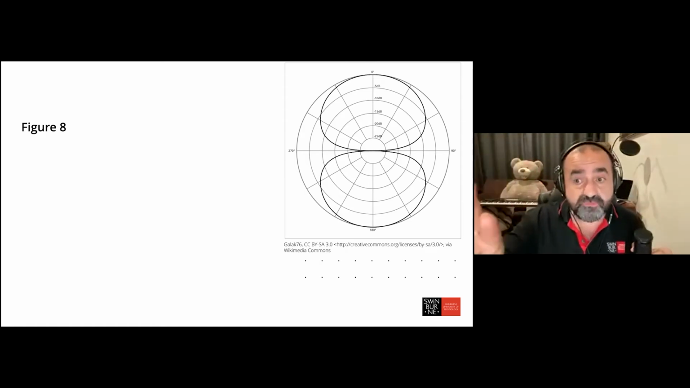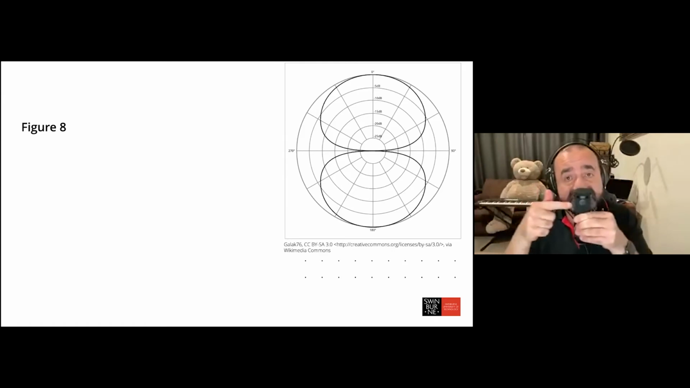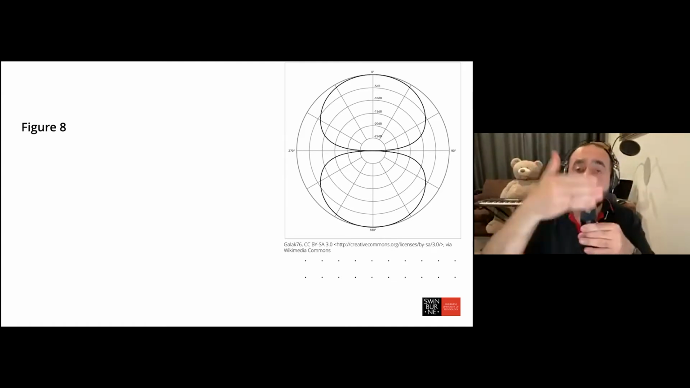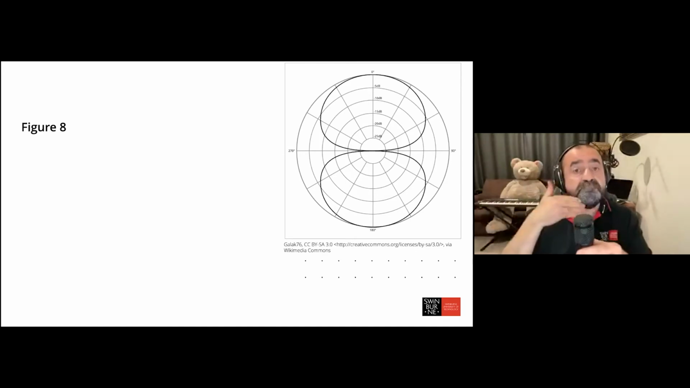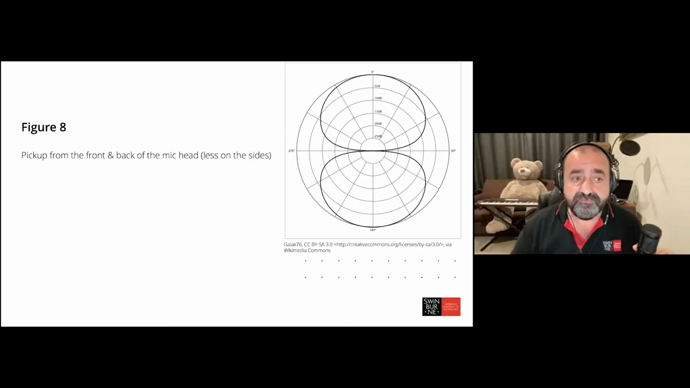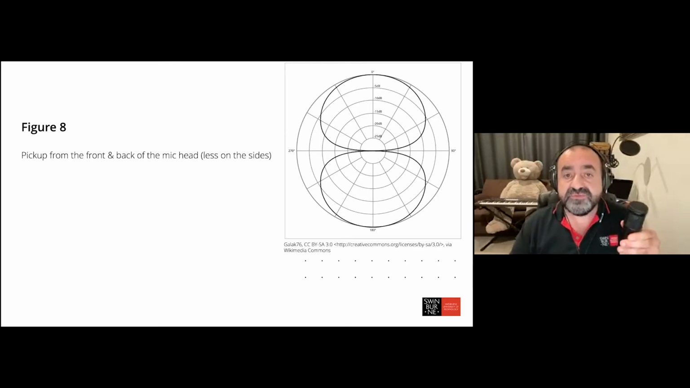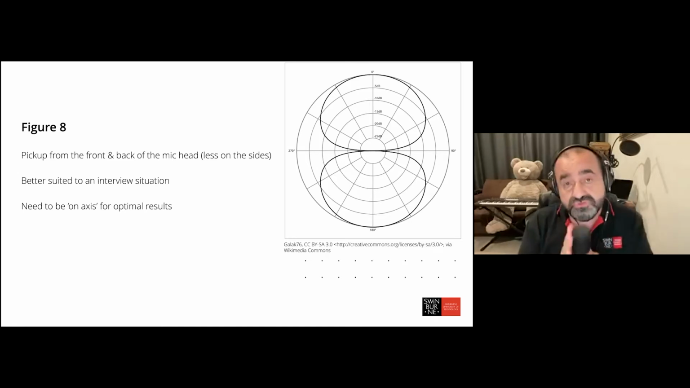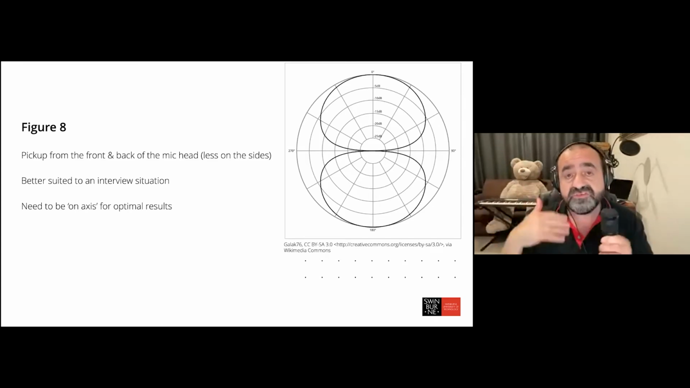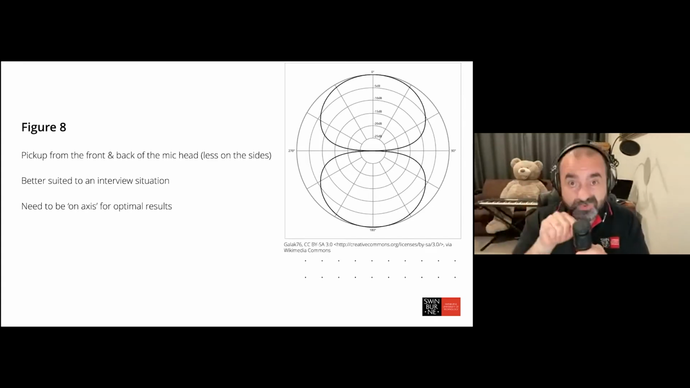And that's what a figure 8 looks like. So it's minimizing the sound from the sides and making sure that the sound appears and gets picked up at both sides of the microphone's capsules. So again, less on the sides, good for interviews. Again, you do need to be on axis because, as I said, these are two cardioid mics back to back. So you've got to make sure your mouth is pointing at the capsules to get optimum result.